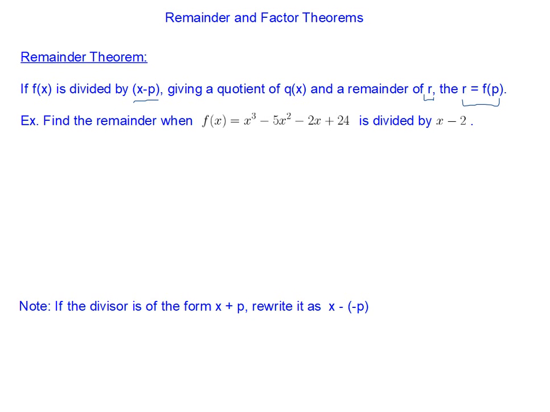This first example has us finding the remainder when we divide this cubic function by x minus 2. According to the remainder theorem, when we do the division by x minus 2, that's our x minus p, the remainder should equal whatever f at p is. Our p-value is 2. So without actually having to do the division, we can find the remainder pretty quickly. Let's find f at 2. That just means substitute a 2 into the function everywhere we see an x.